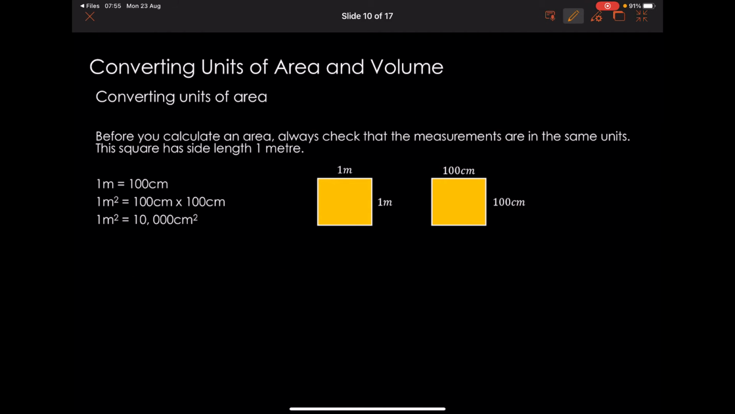We've not got long left. A few exam questions I do want to go through, but until then, let's just have a quick look at converting units of area and volume.